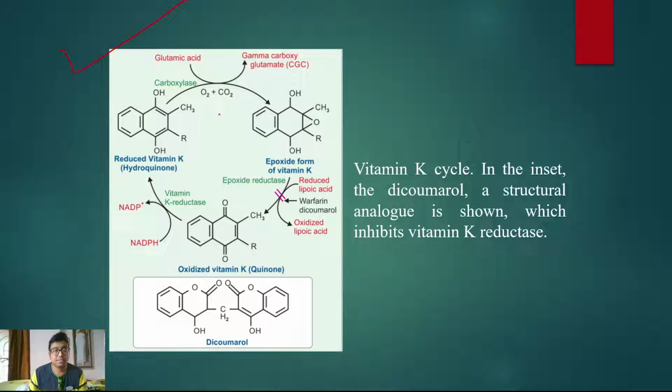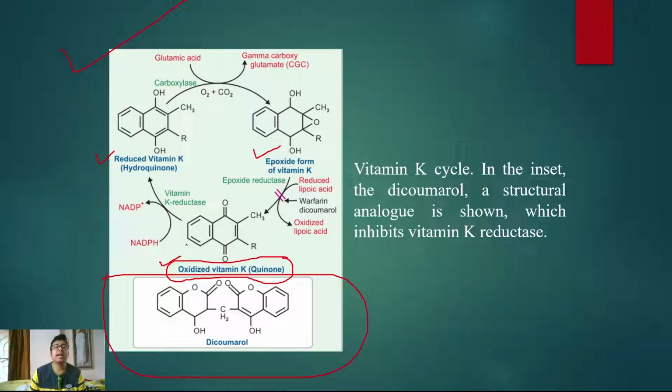So this vitamin K cycle is nothing but a cyclic reaction, or interchanging reaction, between the oxidized form of vitamin K, the reduced form of vitamin K, and the epoxide form of vitamin K. Okay, ignore this dicumarol, ignore this structure for the time being. So just see what is happening. We are interchanging. This is a cyclic, unidirectional reaction. Okay, the reactions are not reversible. So what is happening? First, there is the oxidized form of vitamin K, that is the quinone form.